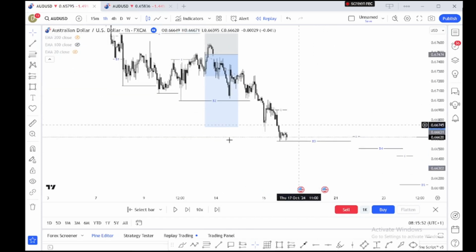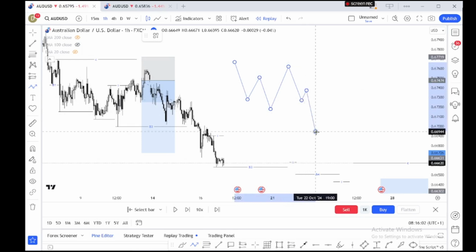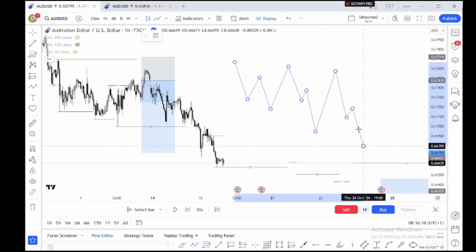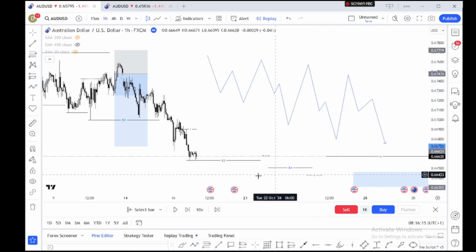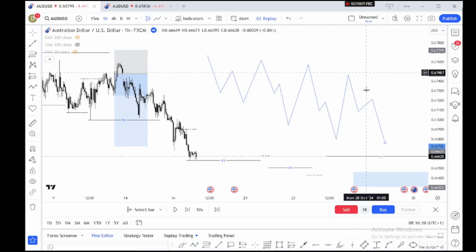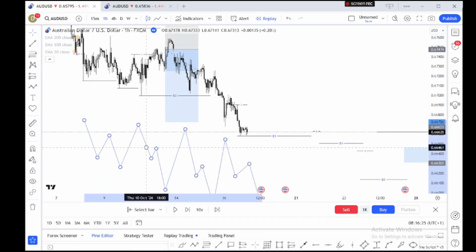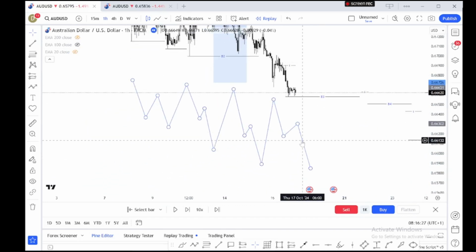So as I said, this is the approach. Wait for break of structure like this. This is the break of structure. Then allow the market to take out inducement before you sell. The same thing repeats before you sell. Very simple: break of structure, inducement, mitigation, sell. This is just the simple approach to this market.